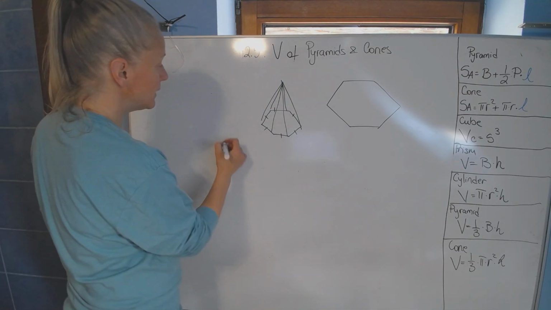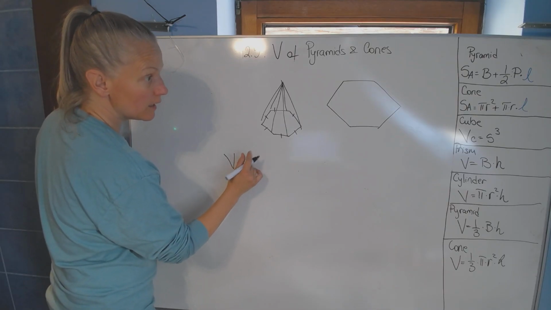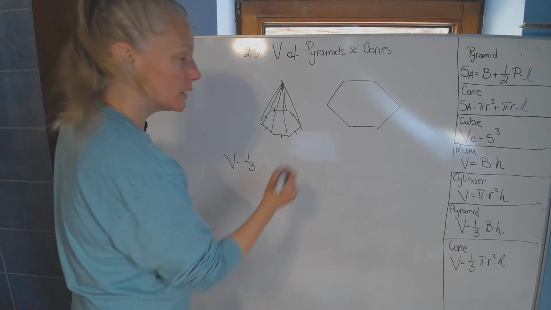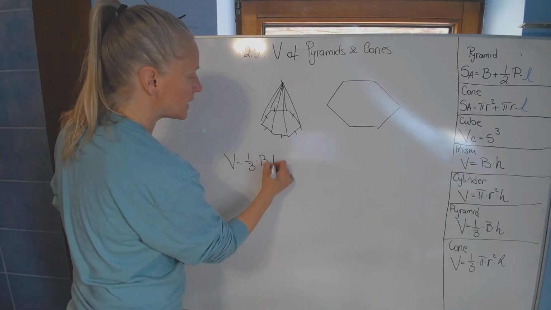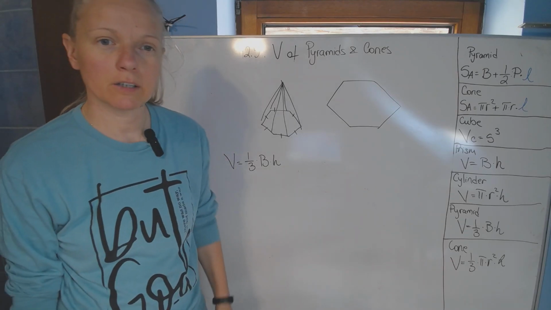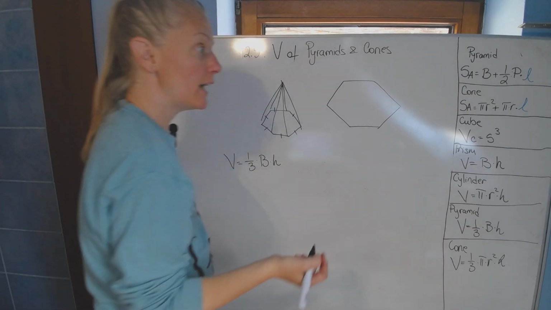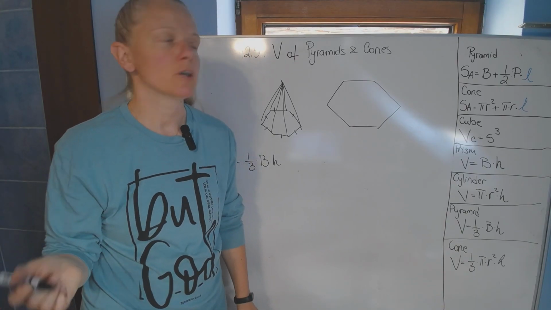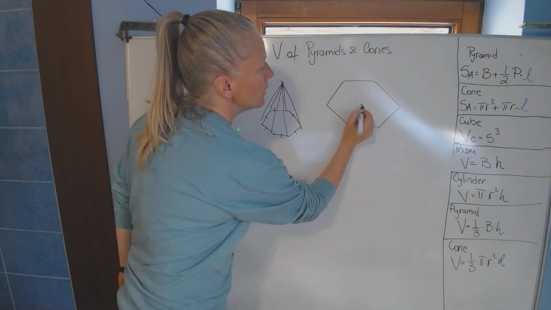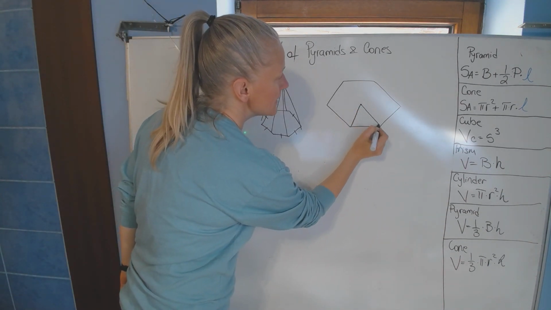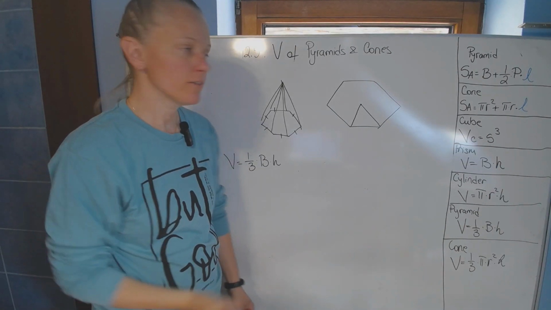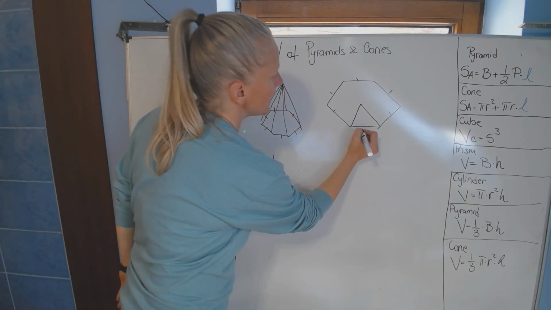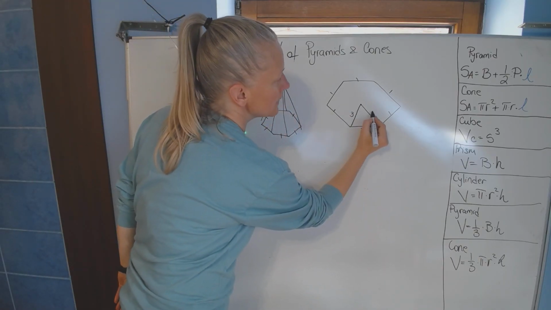Because in order to find this, I really need the volume, which is 1/3 times the area of the base times my height. The area of the base is the area of the hexagon, which would normally be 1/2 times the apothem times the perimeter, which is going to be really hard to work on. But because this is a regular hexagon, everything is equal to each other, which means that if this side is 3, then this side is 3, and this side is 3.